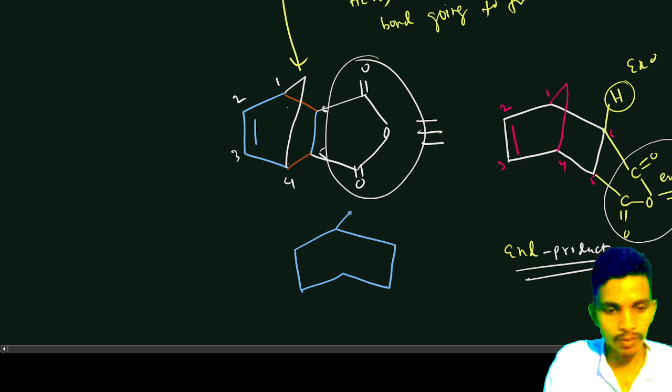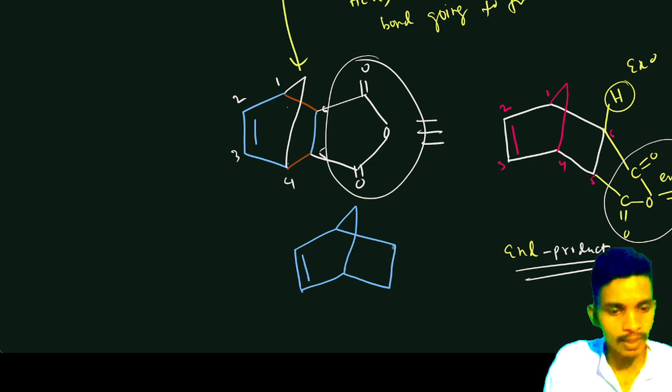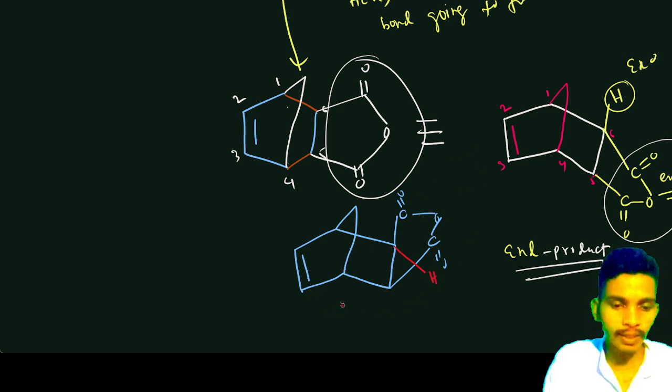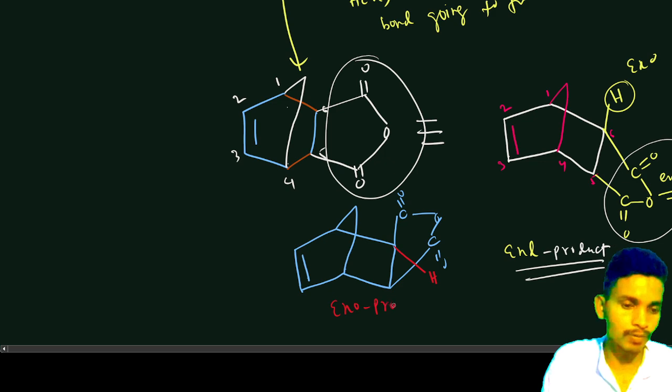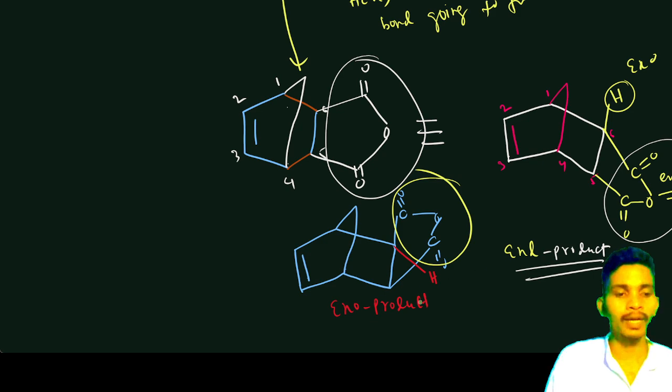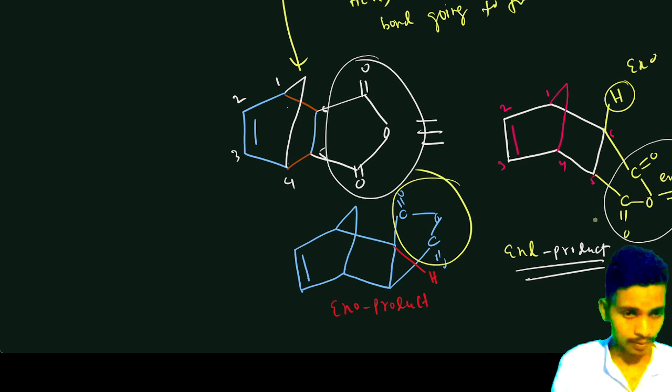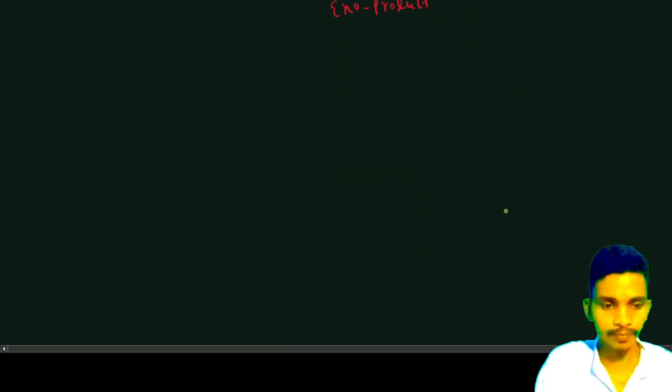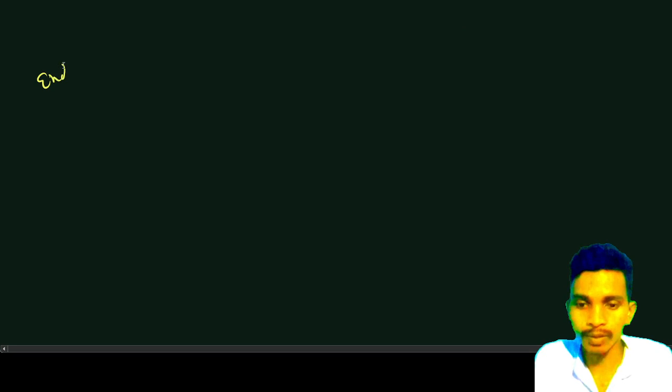Okay, and this is going to be like this, and here we have the exo product. This means that the C double bond will come here, and this is going to be a double bond like this, and the hydrogens will be on the axial sides. This will be on the endo side. So this is called the exo product, because our groups are on the axial side. Okay, and this exo product is less stable than the endo product. Why? That we want to discuss here. So we are discussing the endo product.